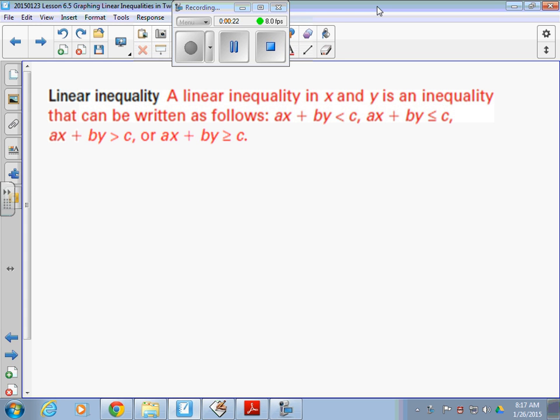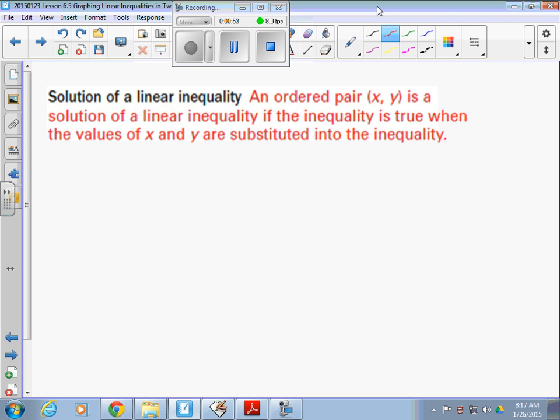A linear inequality is an inequality in x and y that can be written as follows: Ax plus By is less than C, Ax plus By is less than or equal to C, or Ax plus By is greater than or equal to C. So it's just like an equation, except instead of an equal sign, it has an inequality sign, be it less than, greater than, or any combination of either one of those with or equal to.